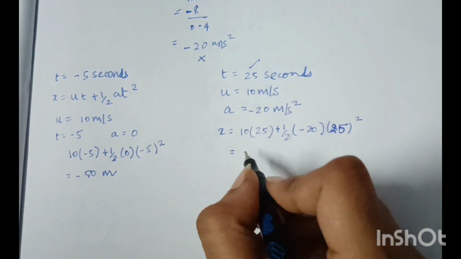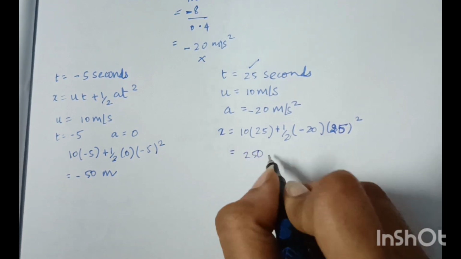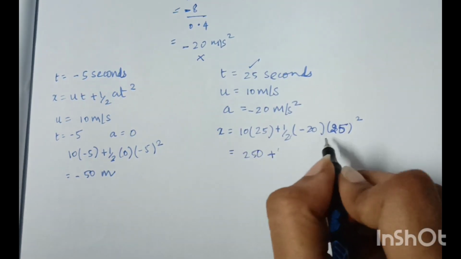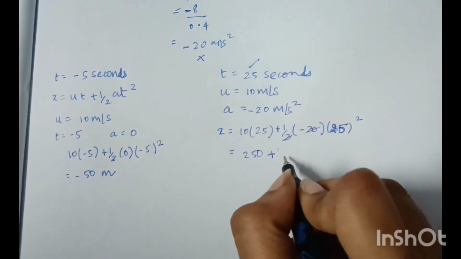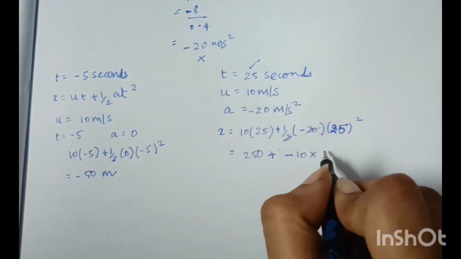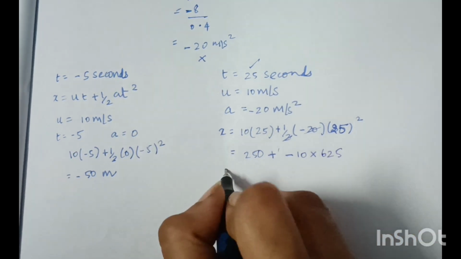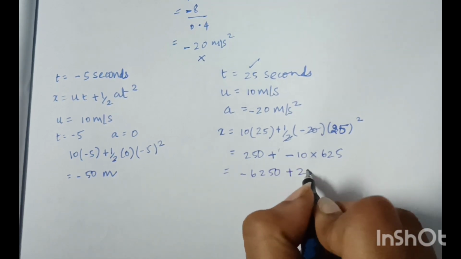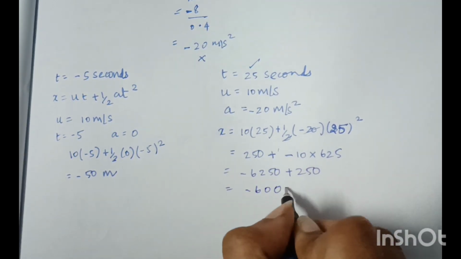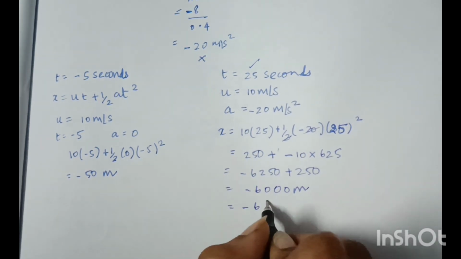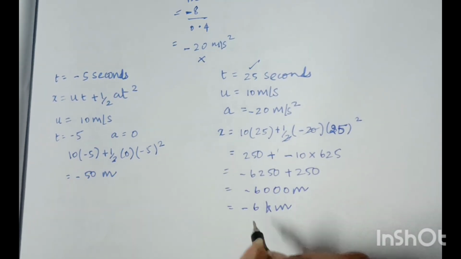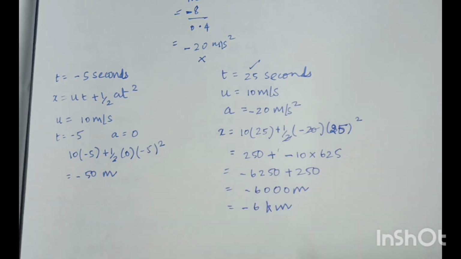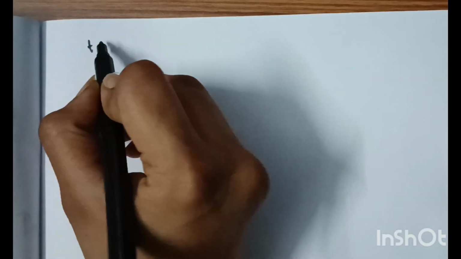On solving this we get 250 plus minus 10 into 625. So that is minus 6250 plus 250. That is minus 6000 meter or minus 6 kilometer. So this is the position of the particle when t equals 25 seconds. Now let us find the position of the particle at t equals 100 seconds.